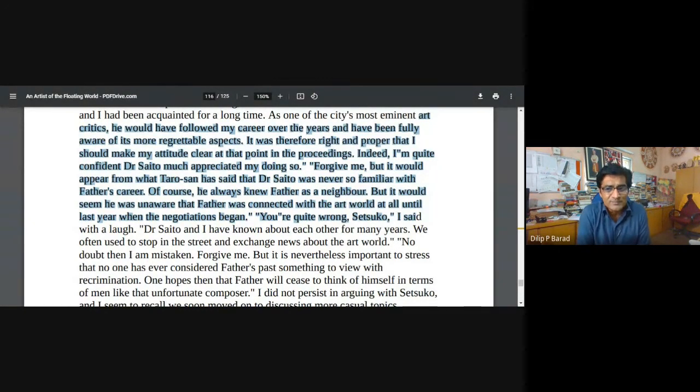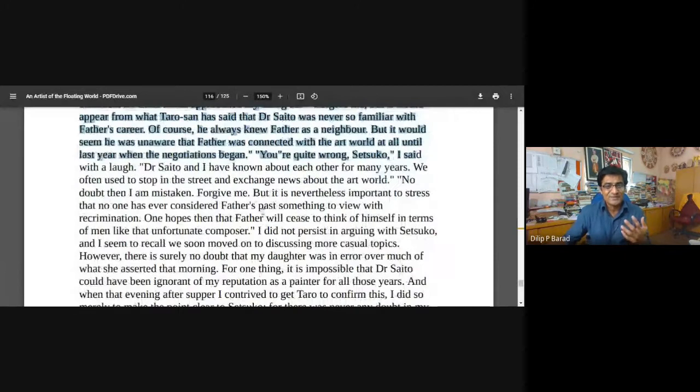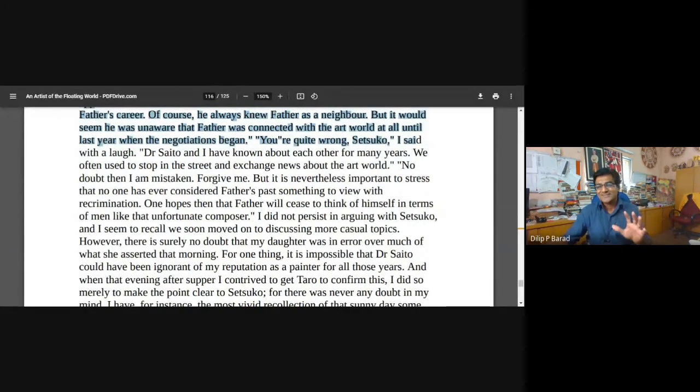Daughter says, "Forgive me, but it would appear from what Taro-san has said that Dr. Saito was never so familiar with your career. Of course, he always knew Father as a neighbor, but it would seem he was unaware that Father was connected with the art world until these negotiations." Now, if we believe this, it means that Masuji was a painter, but he was not a very well-known artist. But he thinks he was a well-known artist. See that unreliability, how we are confused.